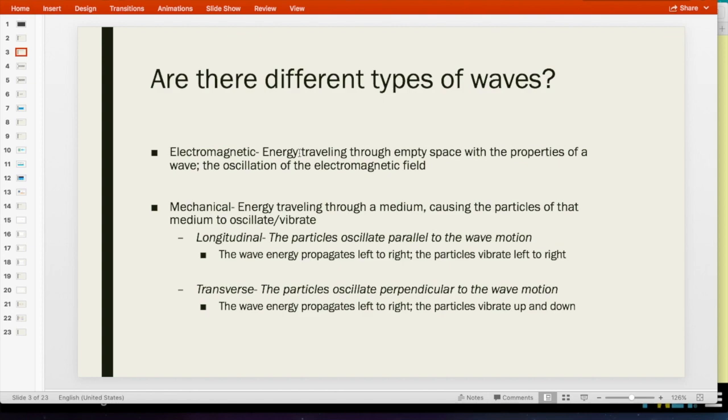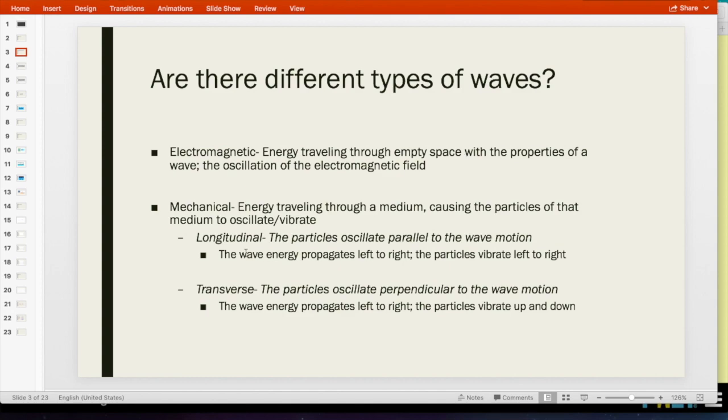Electromagnetic radiation, or light, turns out to have the properties of a wave. Another way of defining an electromagnetic wave or light is that it's the oscillation of the electromagnetic field. That's complicated. We'll get there. We'll talk about that at the end of the unit. What I'm going to focus on today are mechanical waves.